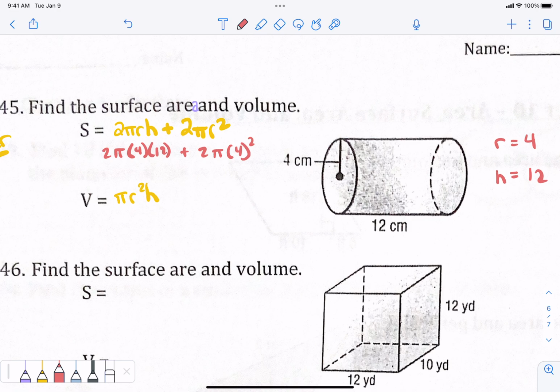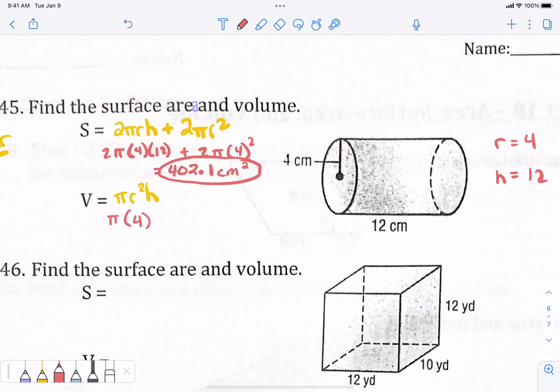I like to do some of it in my head if I can. 2 times pi times 48, plus 2 times pi times 16, because I know 4 squared is 16. And I got something like 402.1 centimeters. And that's surface area, so it's still squared. That go okay?